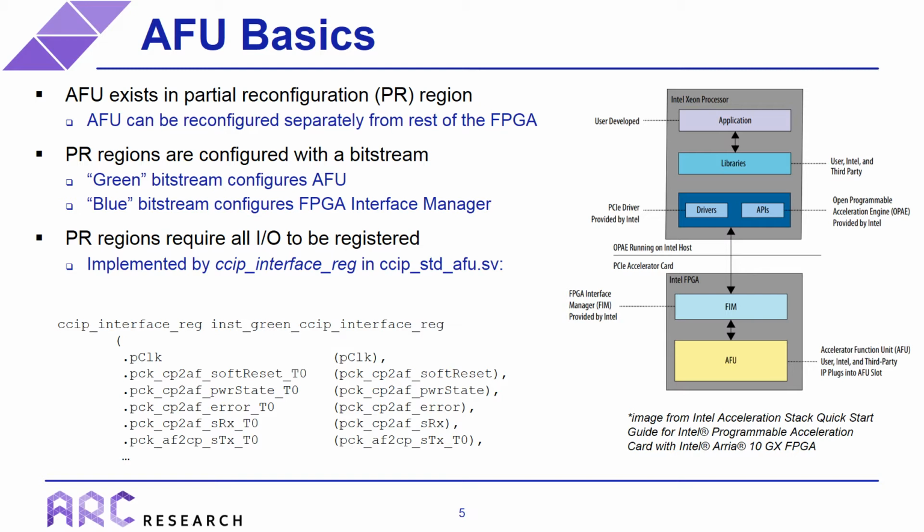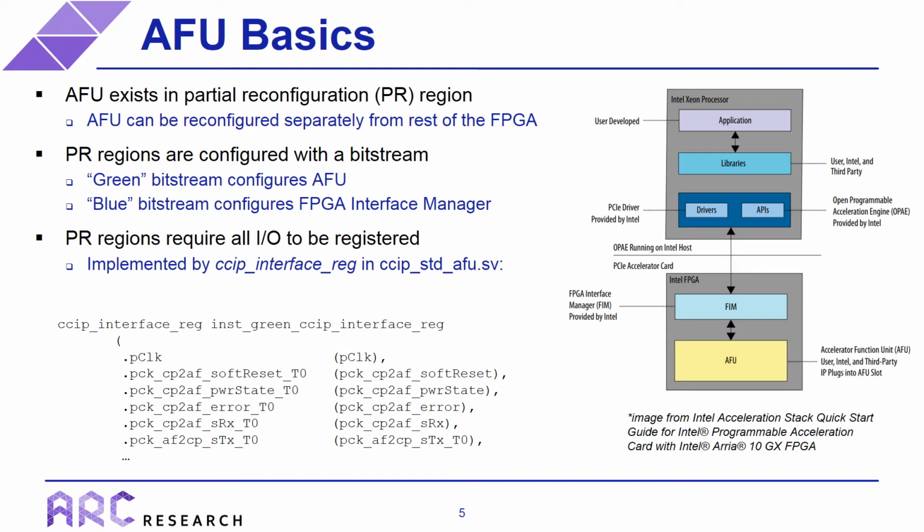Intel has the green bit stream, which is responsible for configuring the PR region that has the AFUs in it. And then there's the blue bit stream, which configures the PR region that has the FPGA interface manager. Typically, a blue bit stream will be provided to you by Intel to configure that portion of the FPGA so that you are provided with an interface to your AFU. To modify the AFU, you would load in a new green bit stream.